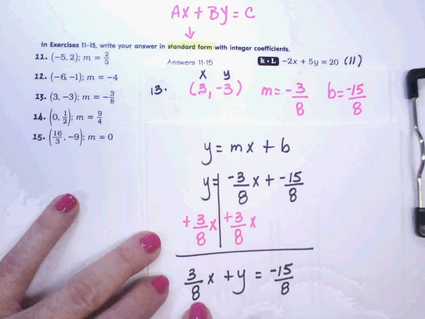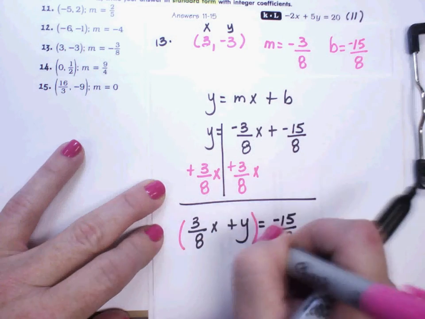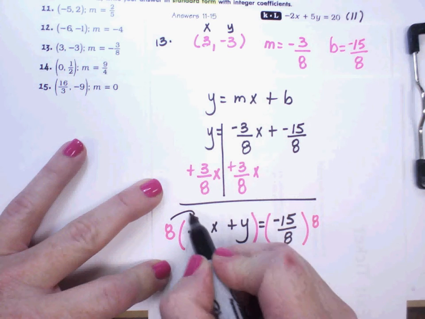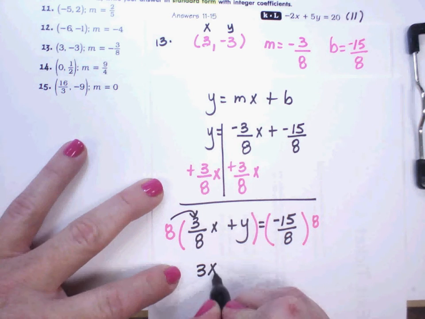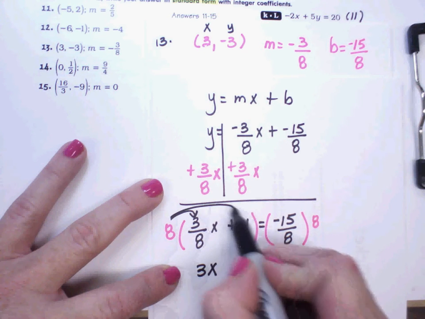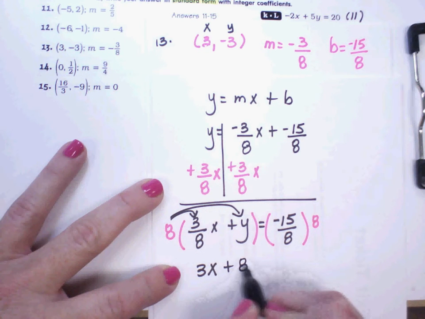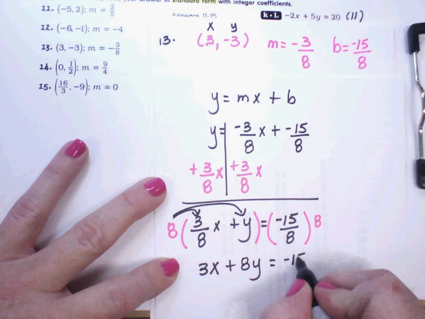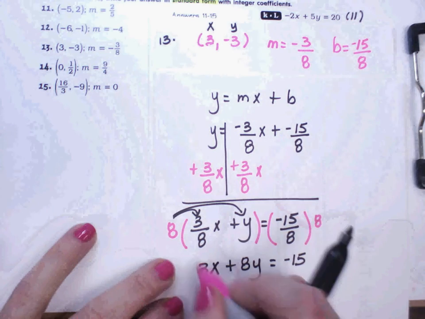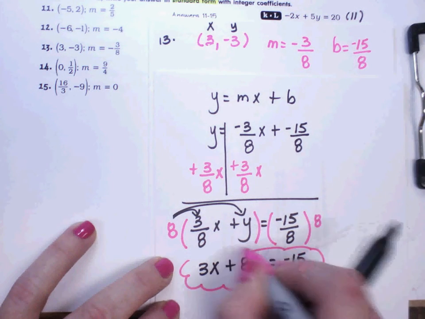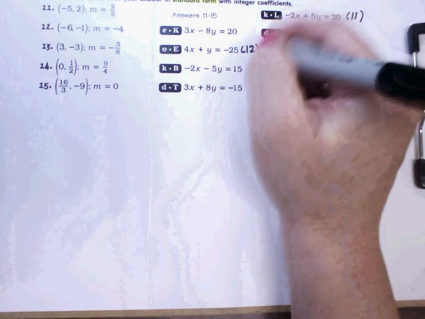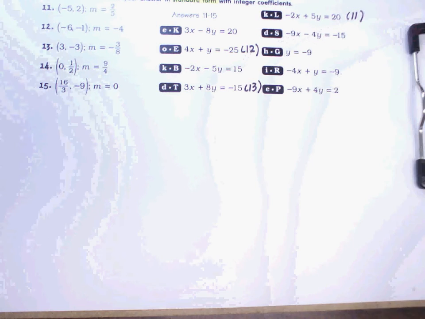-15/8. Now I need to get rid of that 8, which means I am going to multiply everything by 8. When I multiply it over here, the 8's cancel, so I get 3x. When I multiply it over here, I get 8 times y is 8y. And then when I multiply it over here, the 8's cancel, and I get -15. So let's see if I have that. 3x plus 8y minus 15, so that was number 13.